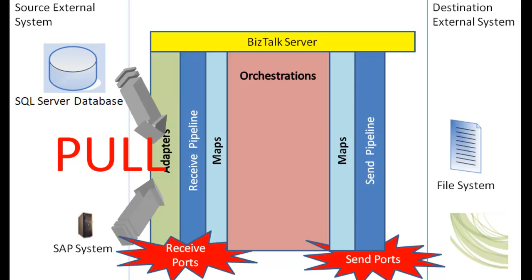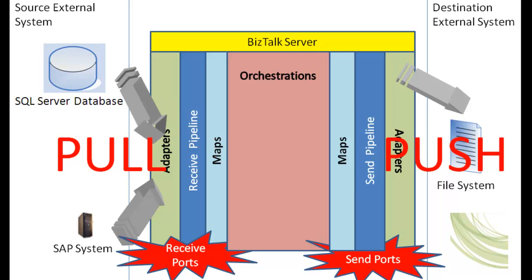Then the send pipeline, which will transform the outgoing XML data into the format expected by the destination system. That is Excel format, flat file format or any other format. Then are the adapters which will help in making connections to the destination external system and thus push the data to them. In this whole life cycle, the BizTalk message box plays a very important role and we will soon be discussing the BizTalk message box in the upcoming videos.